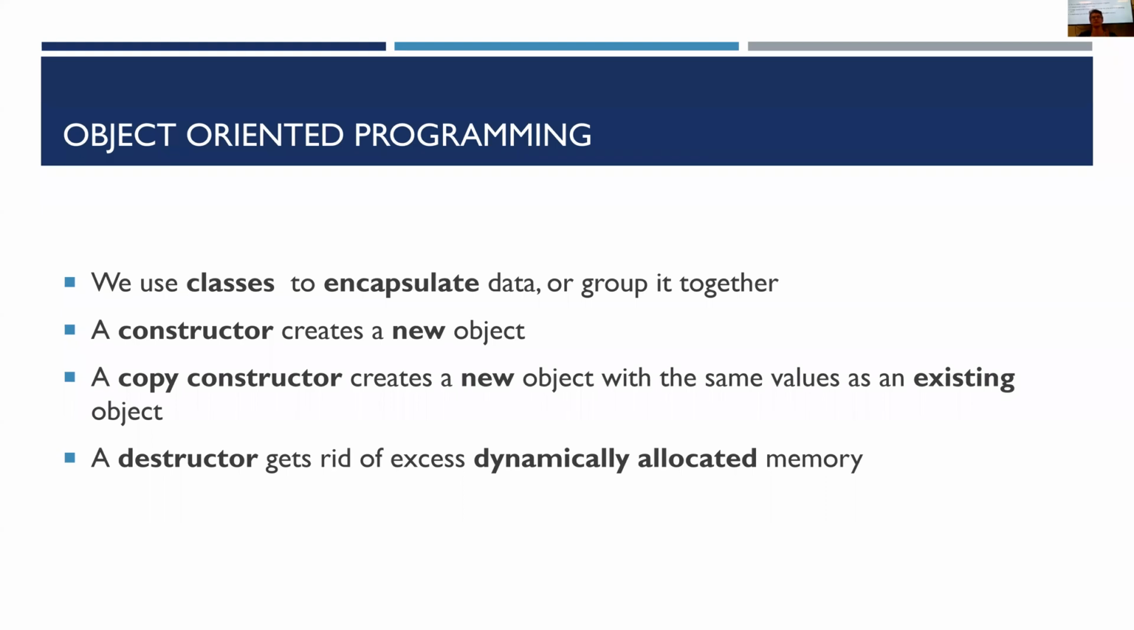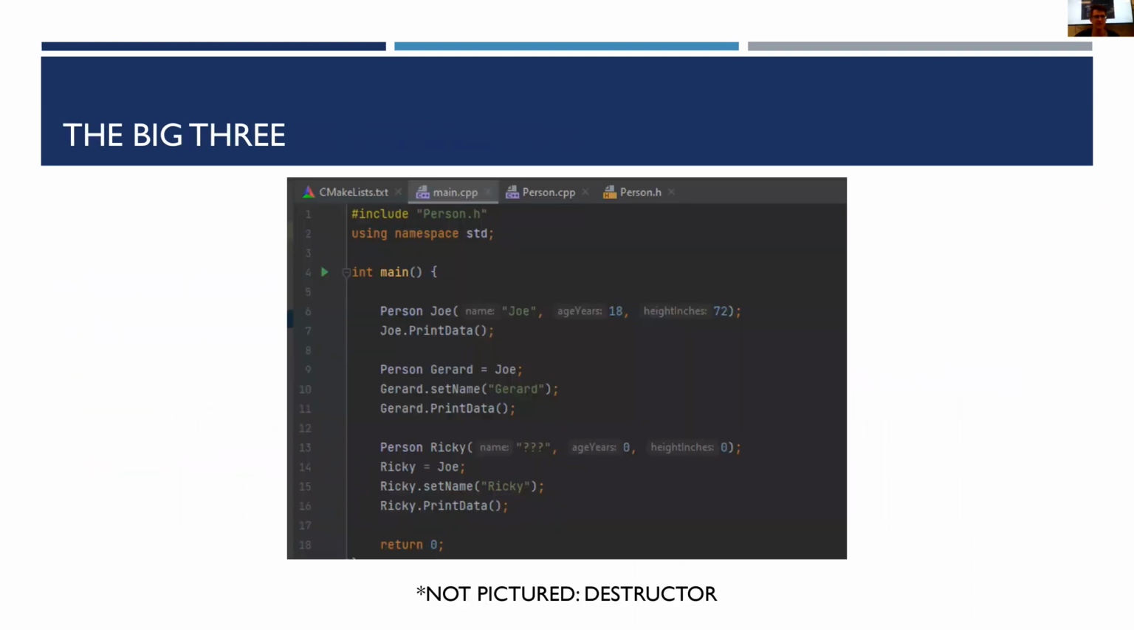And then you have the destructor, which is basically taking care of dynamically allocated memory. It's basically saying, when this object falls out of scope, how do I actually deallocate the memory that I've allocated correctly? So we have the big 3.